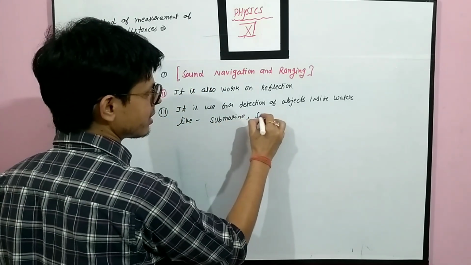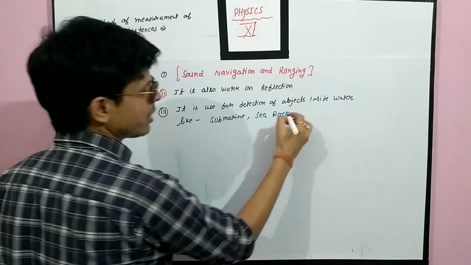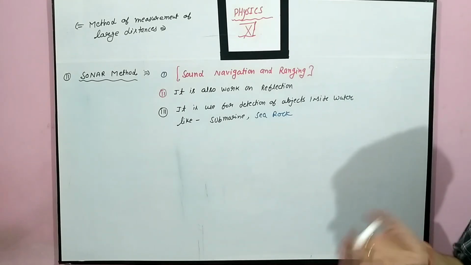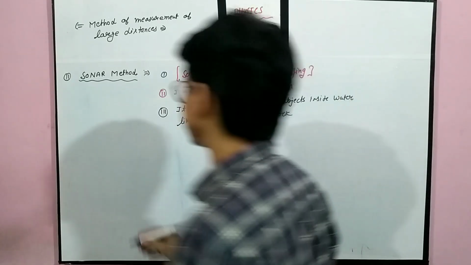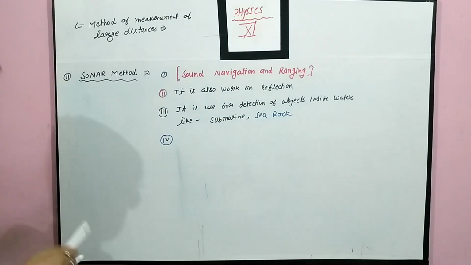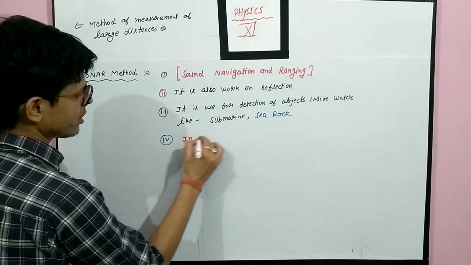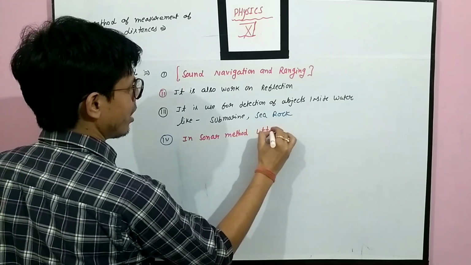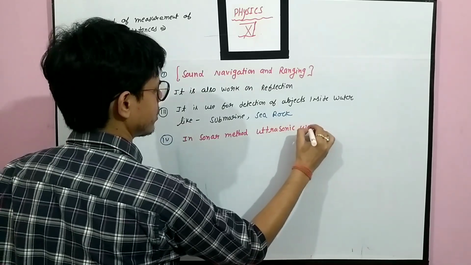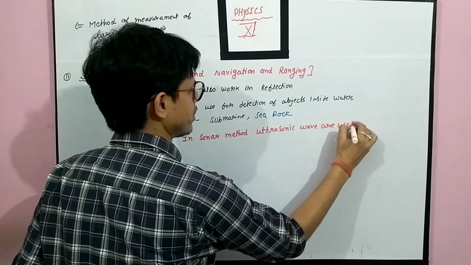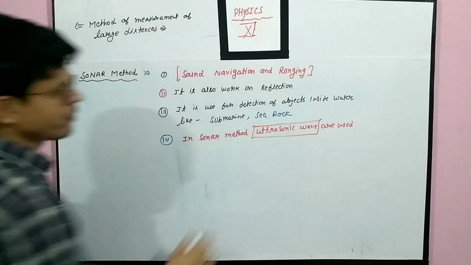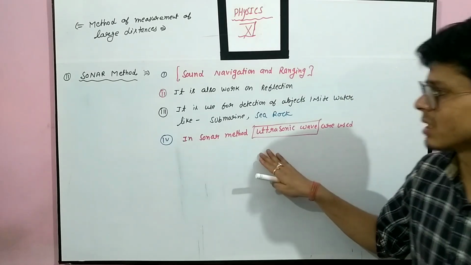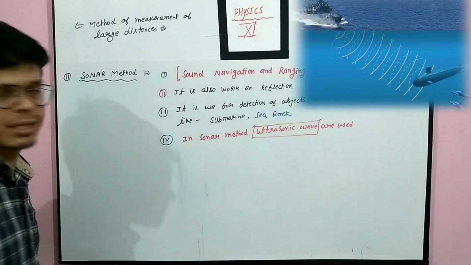So like submarine, sea rock, these are all inside the water. Whatever you want to measure inside the water, how far it is from that point, you will use what? Sonar method. In this method, which waves are used? In sonar method, ultrasonic waves are used. कौन सी waves यूज होती है? Ultrasonic waves. Keep this in mind. In radar method, radio waves were there, but in sonar method inside the water, ultrasonic waves are used.